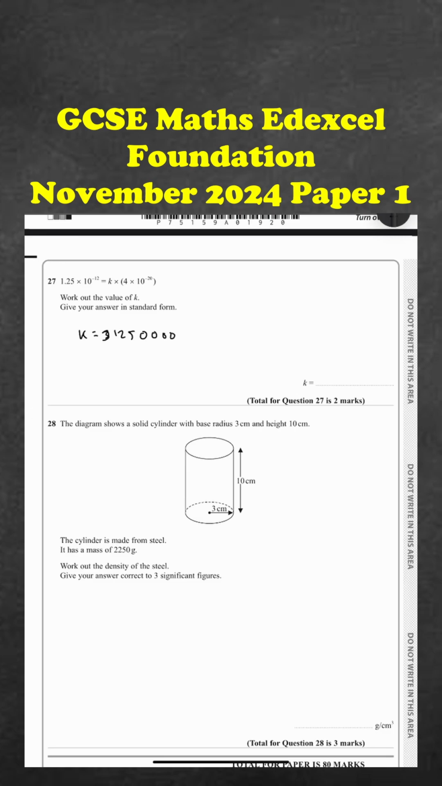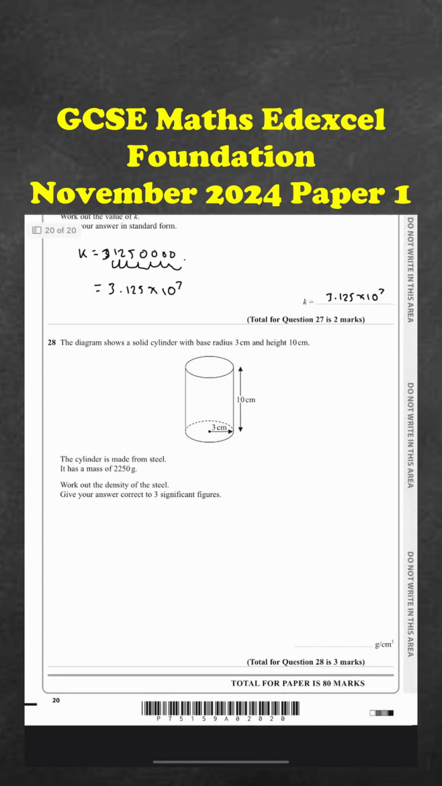31250000, and therefore we just need to change this into standard form. So decimal point is currently here. So how many times do we have to move it? 1, 2, 3, 4, 5, 6, 7. 3.125 times 10 to the power 7.